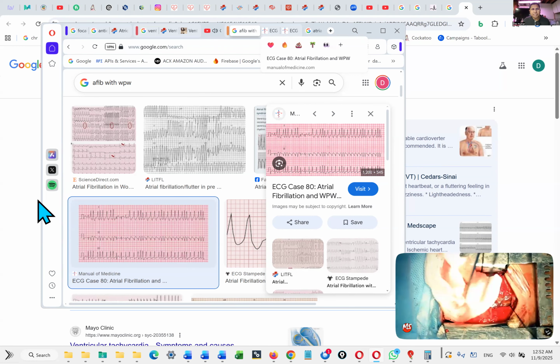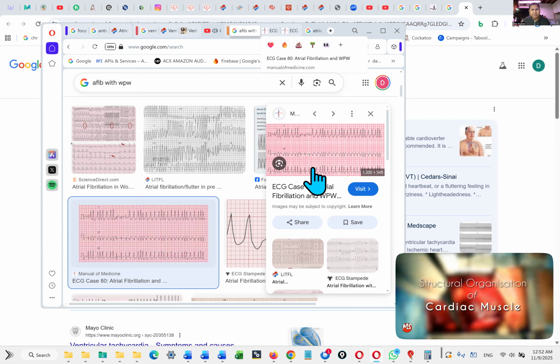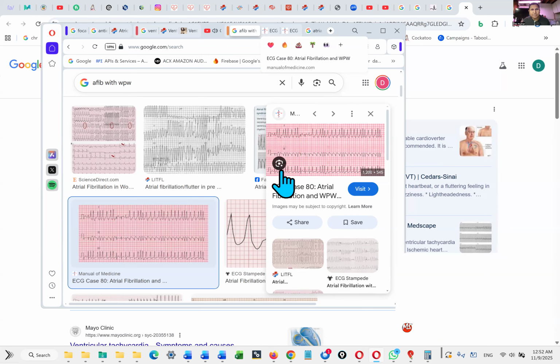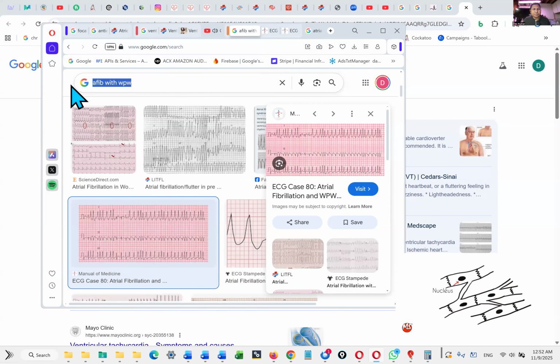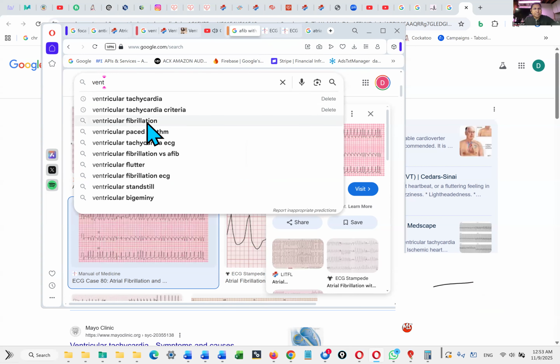If it, that's very easy. So this is AFib, okay? In AFib you can see QRS complexes. In atrial fibrillation, what you don't see is atrial activity. In atrial fibrillation, there's no atrial activity, whereas in ventricular fibrillation, there's no activity of any kind.